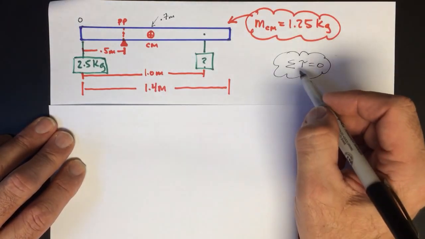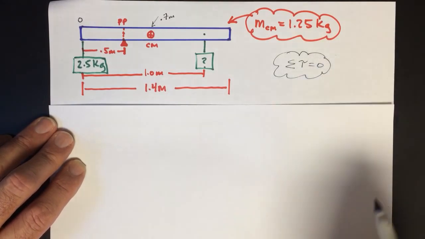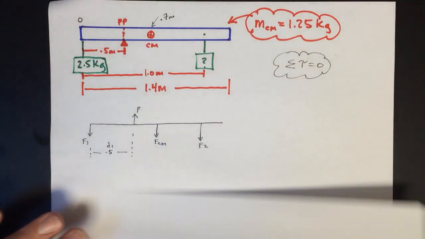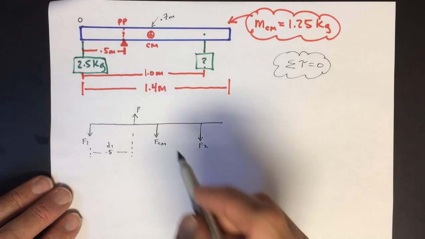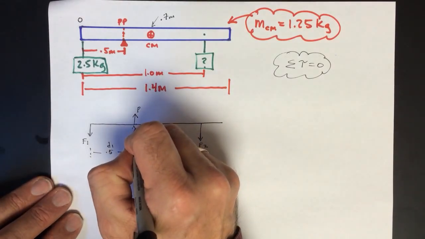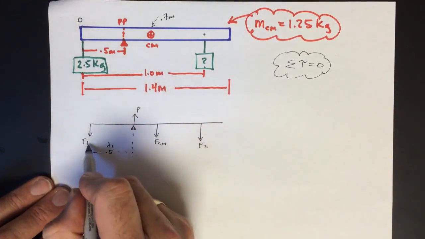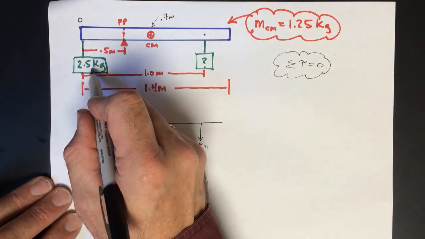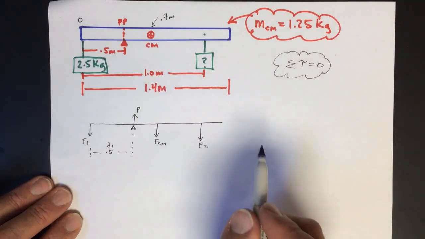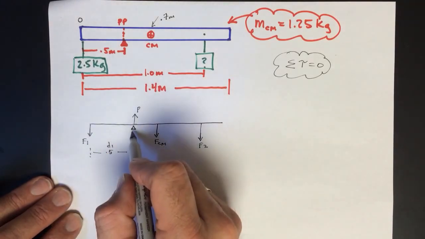We're going to use the first condition of equilibrium, that the sum of the torques is equal to 0. So the first thing I want to do is sketch a free body diagram along with distances where those forces lie. Since this is my pivot point, all measurements are with respect to the pivot point. So F1, the weight of the 2.5 kilogram mass, would be exerted at 0.5 meters away from the pivot point.